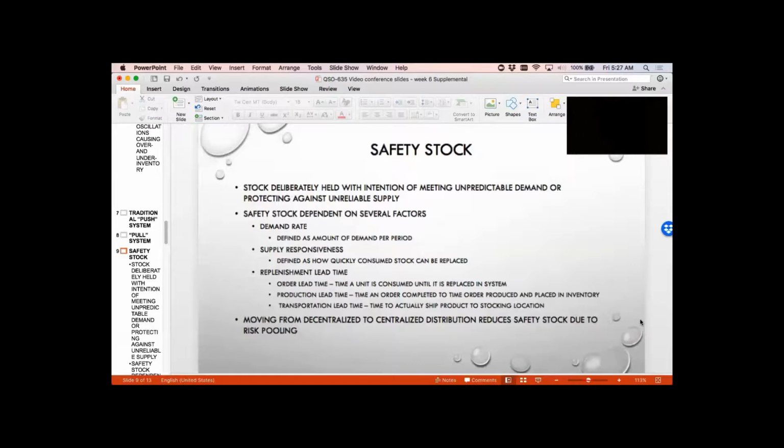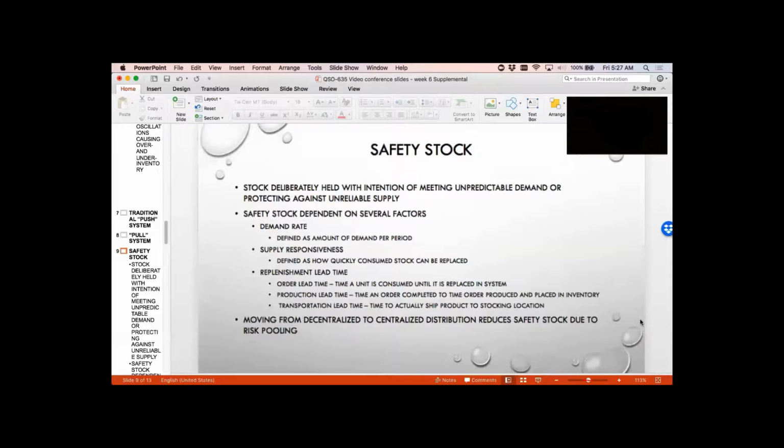The time a unit is consumed until it is replaced in the system, that's lead time. For the order, the production lead time is the time the order is completed to the time the order is produced, and transportation lead time is how much time it takes to ship the product. So when I look at lead time reduction, these are the 3 factors I look at. I find it easier to understand lead time when I break it down into these 3 elements. You could break it down into more elements, but this is a good place to start.